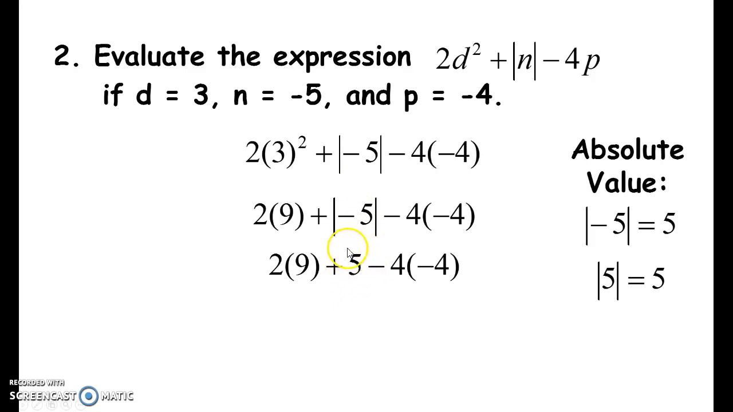All right? So we're adding a positive 5. Now multiply. Your 2 times 9 is 18. What is negative 4 times negative 4? That's positive 16. Finish adding. Did you get 39? Okay, good. Did you notice there's also an answer bank at the end of this review? So you can check yourself.